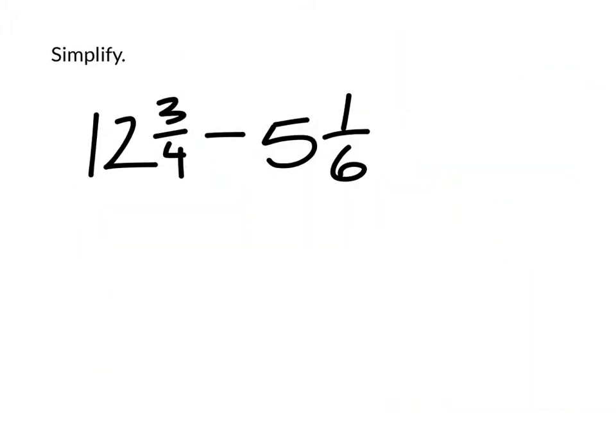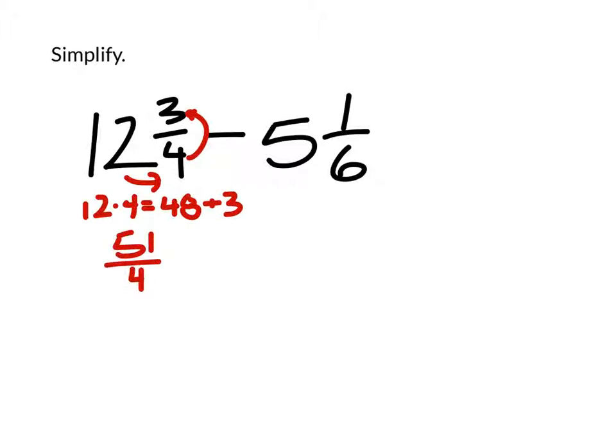In this next problem, we're going to be subtracting, and it looks like we're just going to use the same method on this one too. We're going to change these into improper fractions, and then we will subtract them after we get common denominators. So I've got 12 times 4, which is 48, and then plus the 3 would give me 51 in fourths. Next we'll do the same thing with 5 1/6.